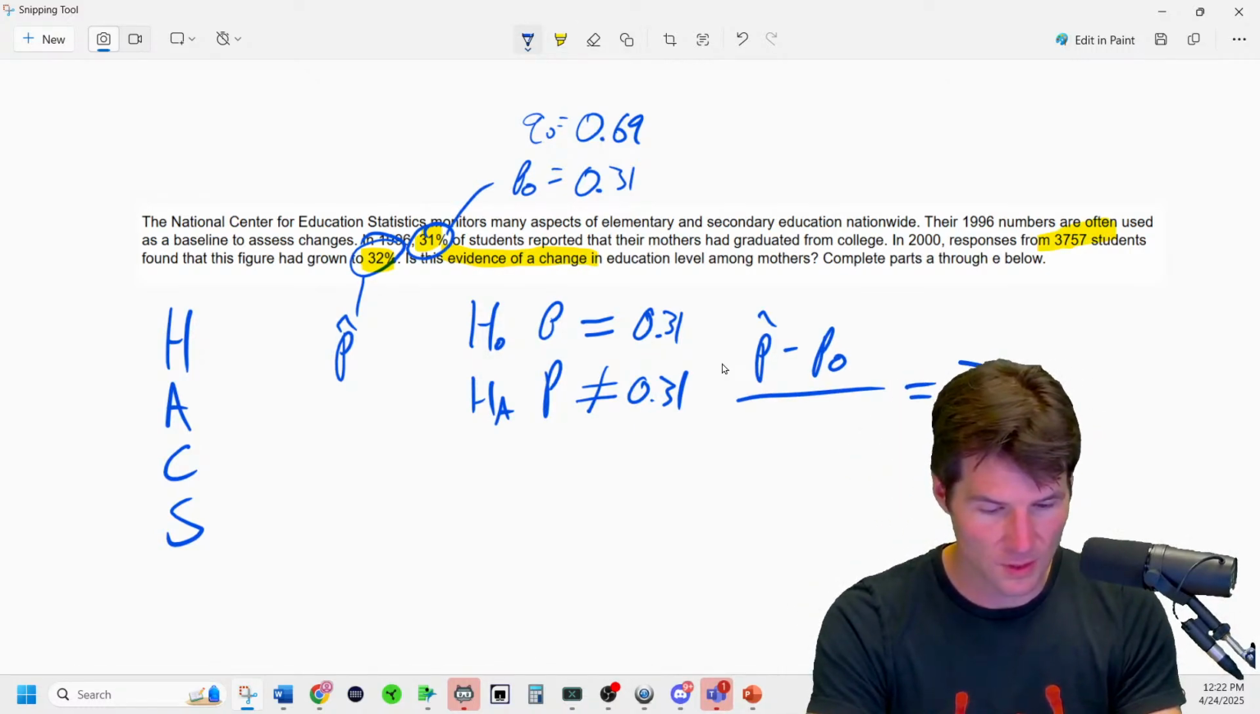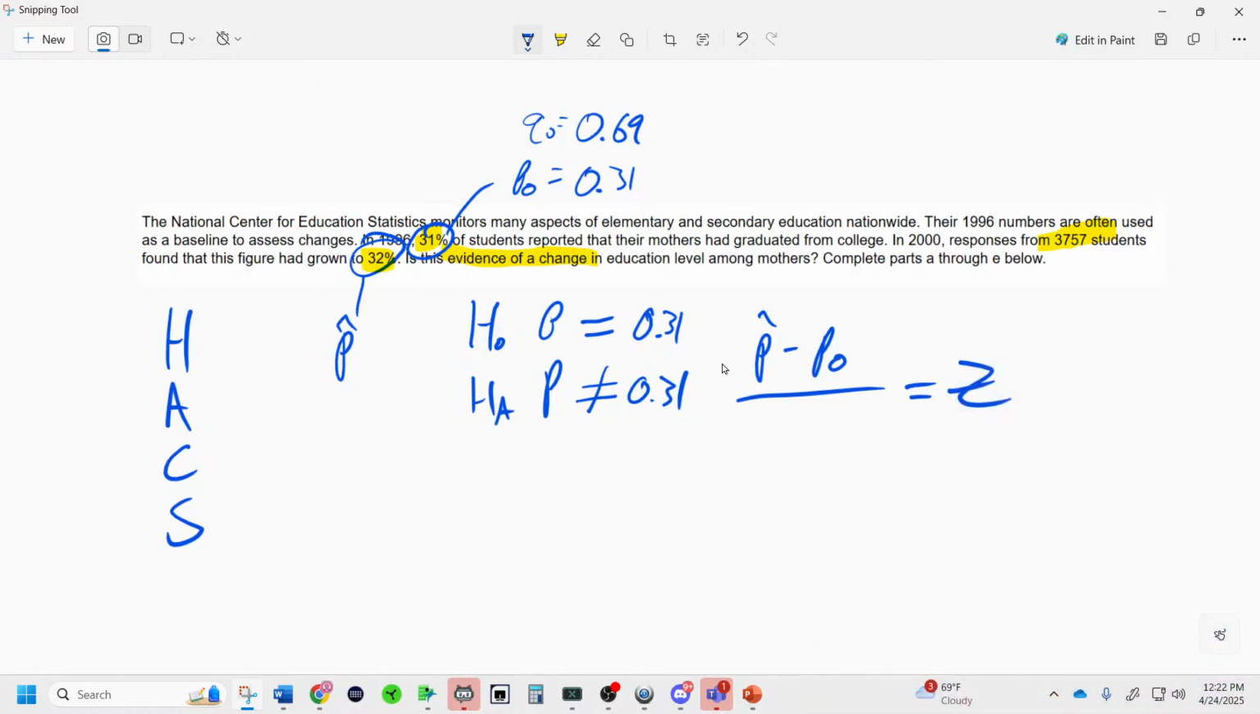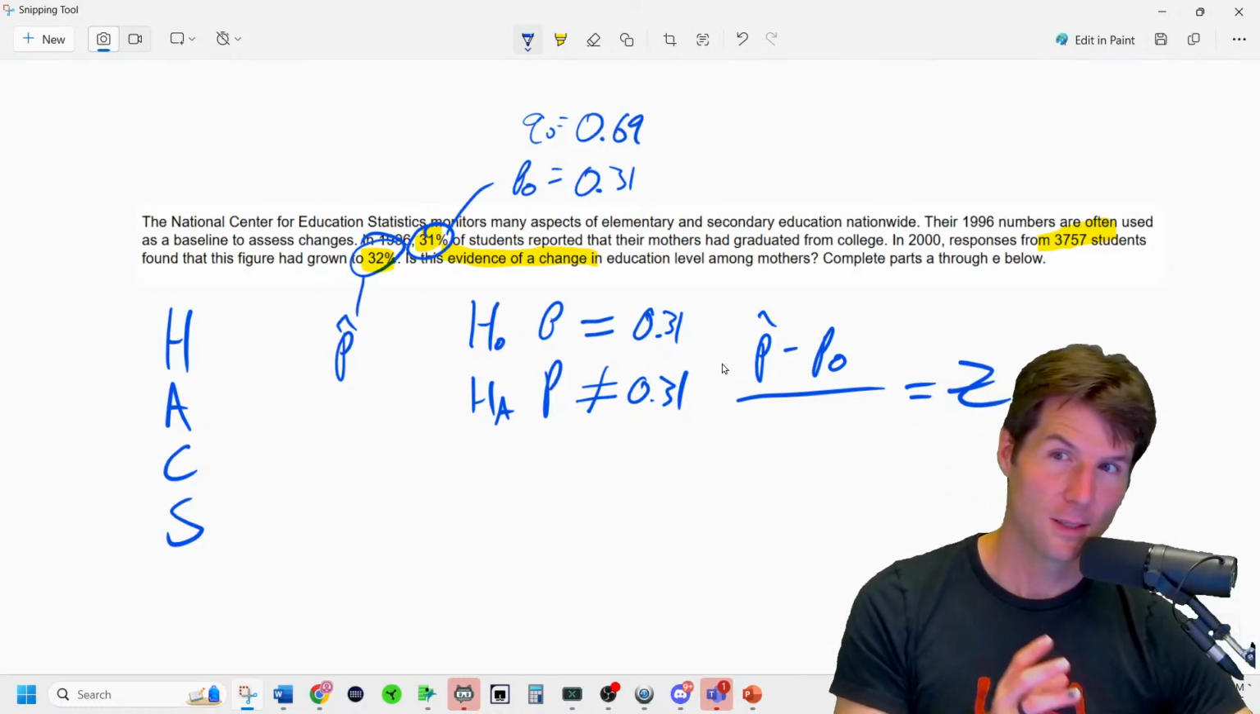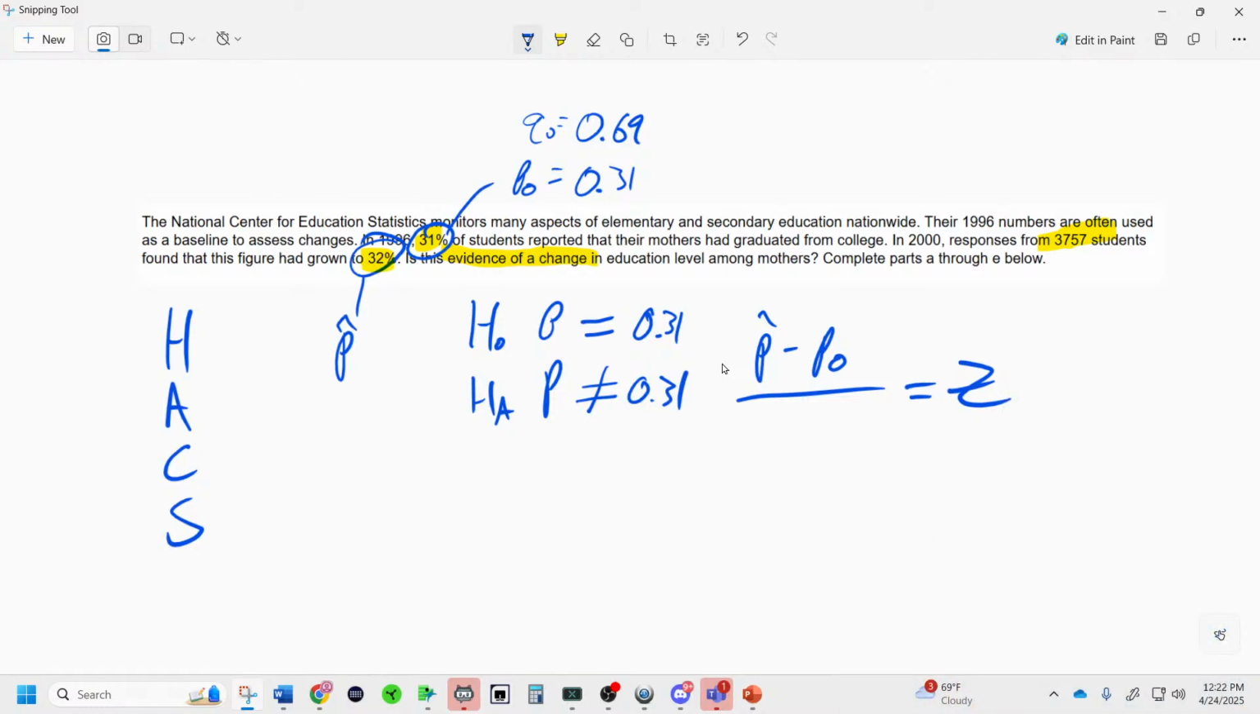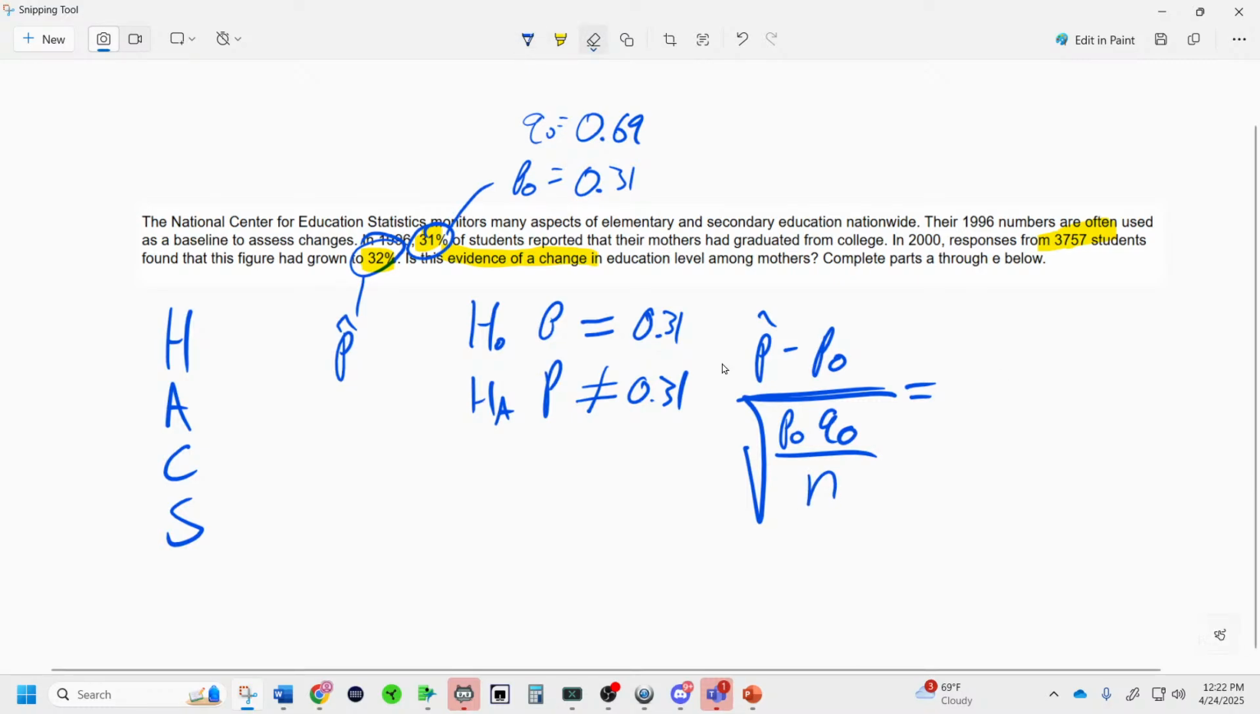Okay, this is going to equal the z-score. Okay, there we go. Let's do this. And then we just start solving for the z-score.